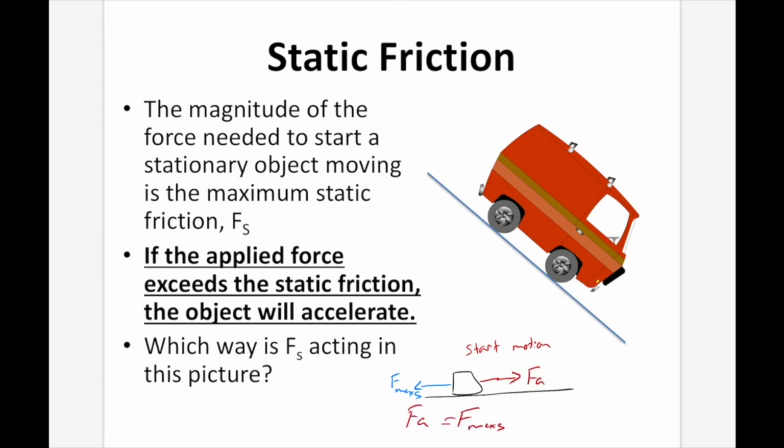So this fan example here is not moving. Which way is the static friction acting in this picture? Well, it's acting up the hill. So it's opposing motion. Motion wants to go down the hill, so static friction is acting up the hill.